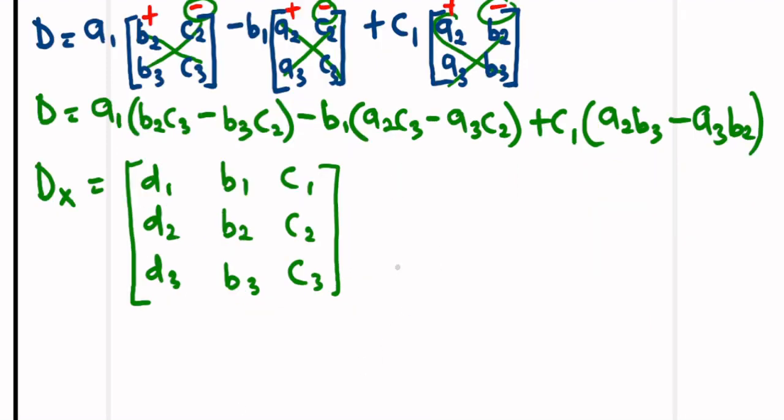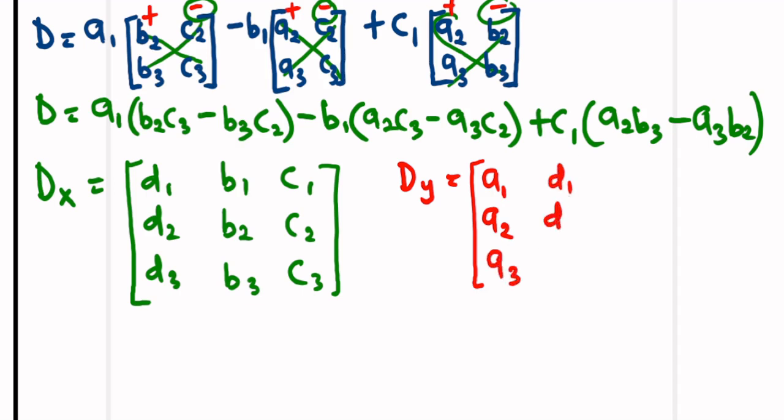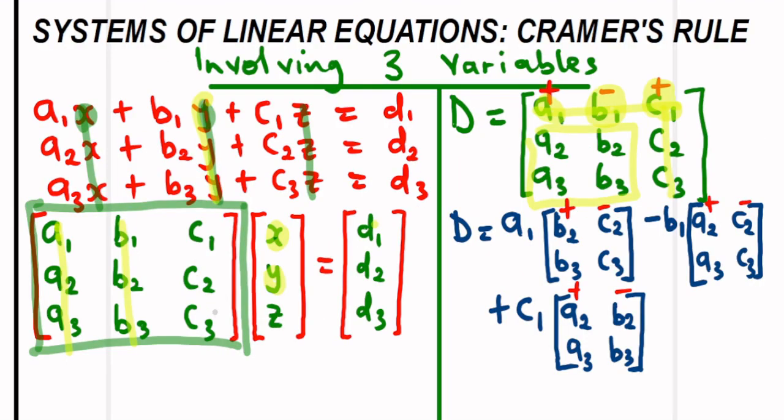So our determinant of Y, the determinant of the coefficient of Y, we'll have A1, A2, A3. Then the B values change to D1, D2, D3. And then we'll have our C1, C2, C3. So this is it.